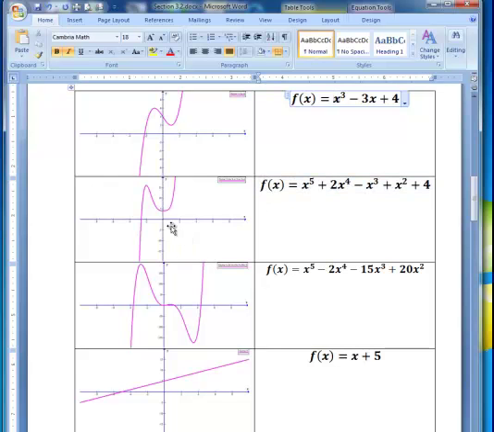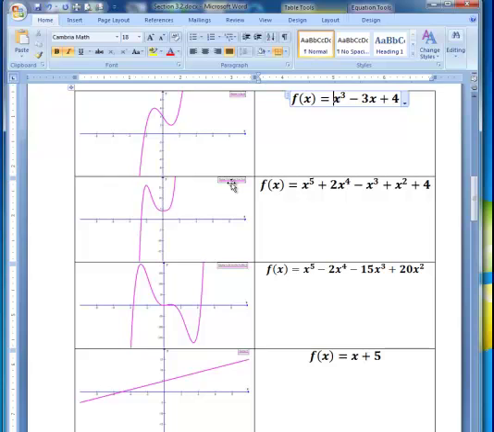So if I have an odd function with a positive coefficient, it's always going to go down and to the left and up and to the right. Now the only thing that's going to change that is if the leading coefficient is negative. Then the graph basically flips. It'll go up and to the left and down and to the right.